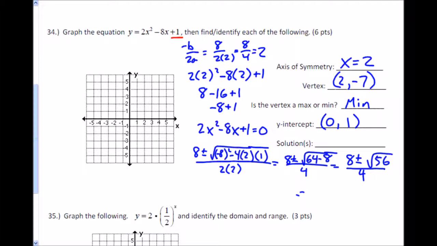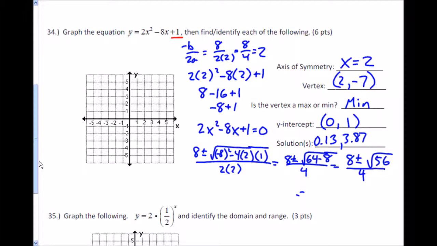So I'm going to plug that into my calculator. 8 plus the square root of 56 divided by 4. So one of my answers is a 3.87. And now my other answer, if I plug this back in one more time with a minus sign instead, I get a 0.13. Okay, so now I'm going to plot this thing.